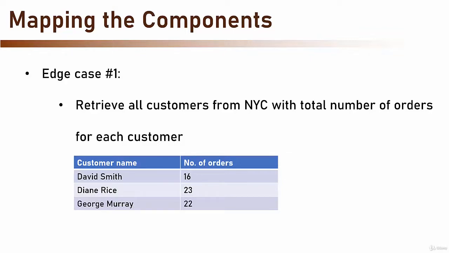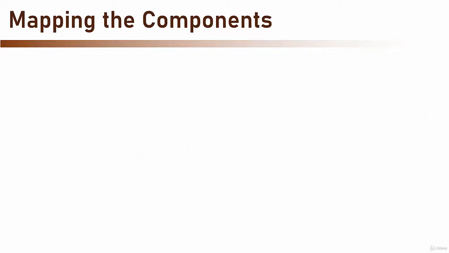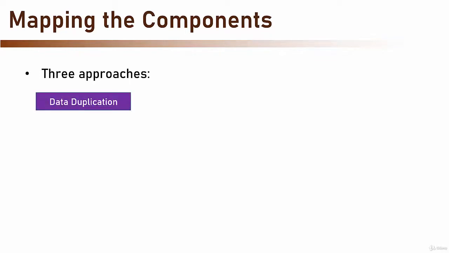Now, this situation of retrieving data from two or more services is extremely common, and you will definitely have to deal with it someday. So what should we do? Well, to solve this problem, we can use one of three approaches. The first one is data duplication.